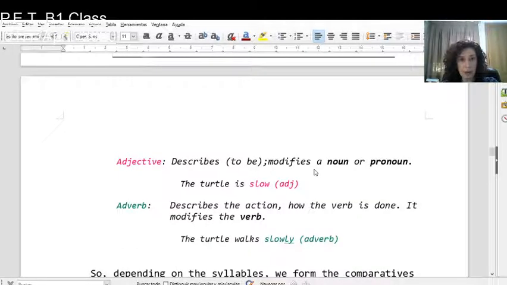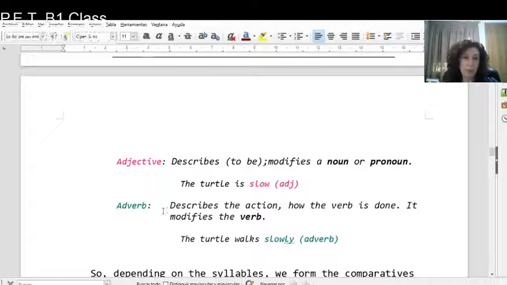Here I'm going to remind you what an adjective is and what an adverb is. The adjective describes, usually with the verb to be, and modifies a noun or a pronoun. For example, the turtle is slow. Then I'm describing the turtle. How is the turtle? It is slow, adjective.